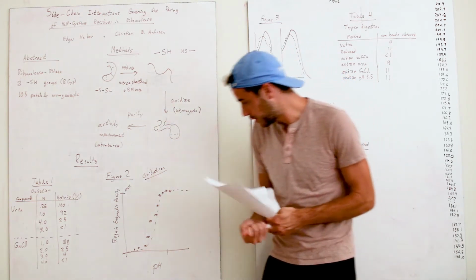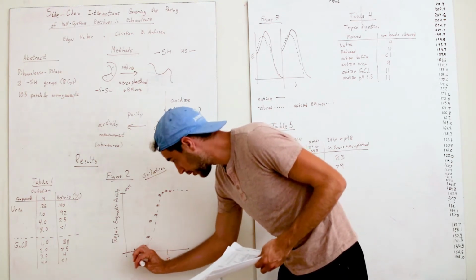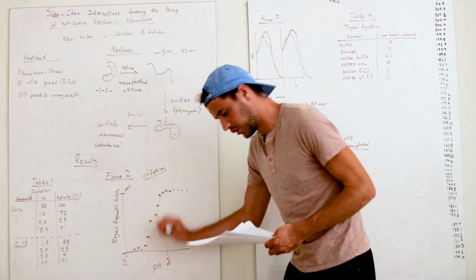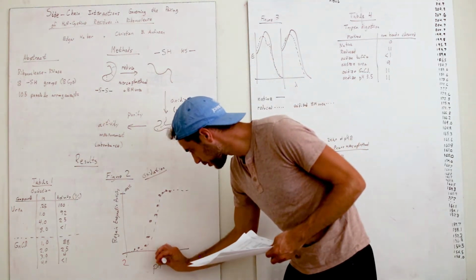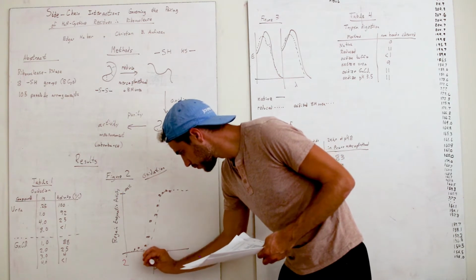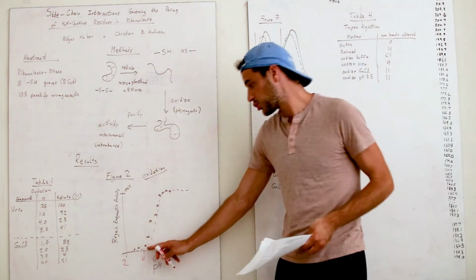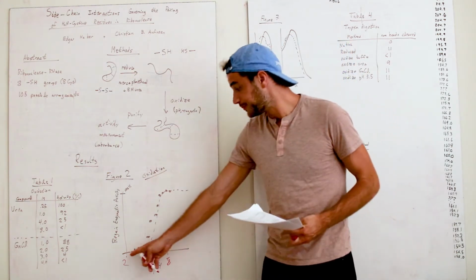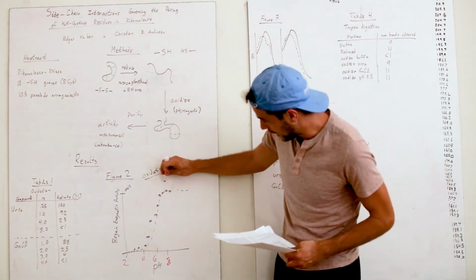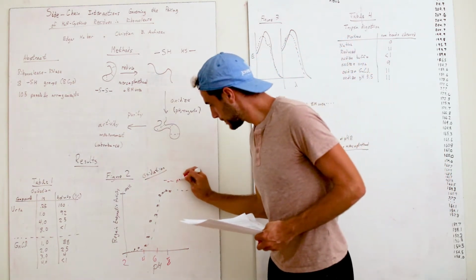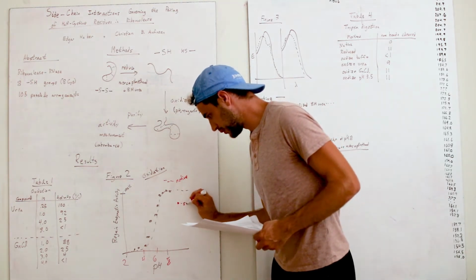I should have changed the label here. This is 8. About here is 2. So you go on, you go on, you go on. This is about 6. 4. So essentially it's just a sharp change from here to here. And quickly noting, this sigmoid curve is the native, and the dots are the oxidized.